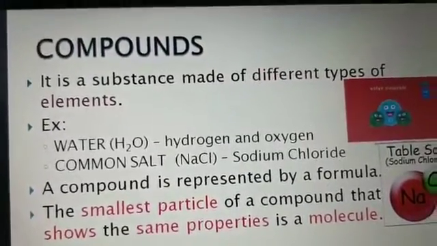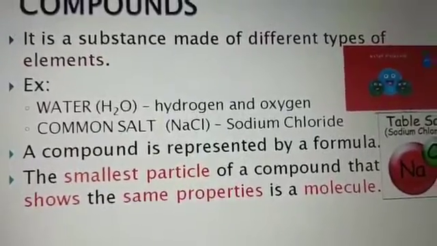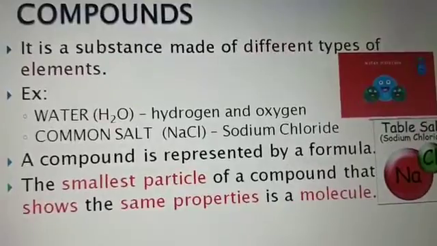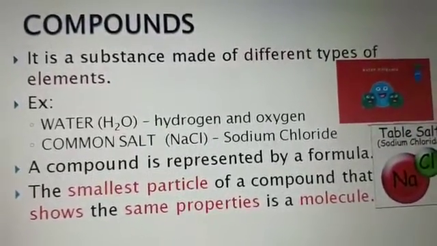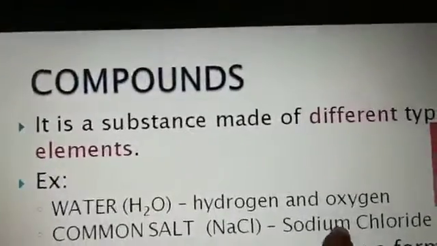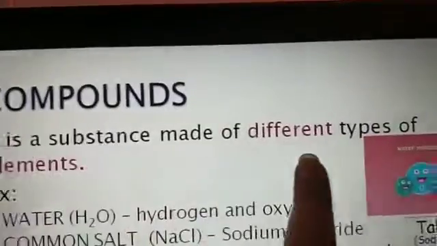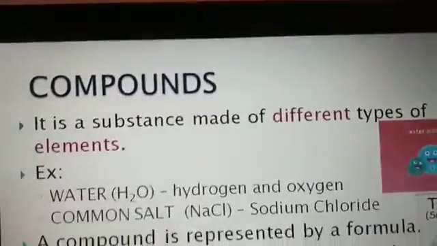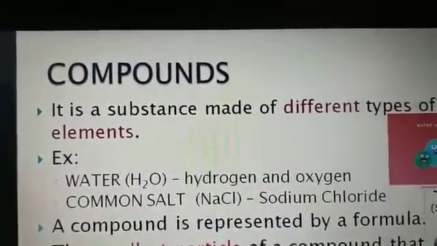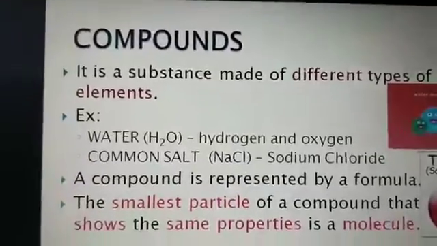Common salt or the salt that you are using in your food, that is called as sodium chloride. तो हम यहाँ पे 2 elements का नाम सुन रहे हैं. That is sodium and chlorine. For water we are using hydrogen and oxygen. तो इन दोनों में if you notice these are the different elements. See the definition says it is a substance made of different types of elements. तो ये different type of elements हैं जो कि water and common salt में use किए जाते हैं and therefore it is called a compound.